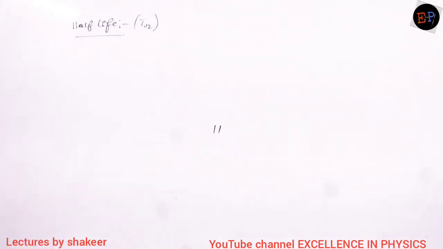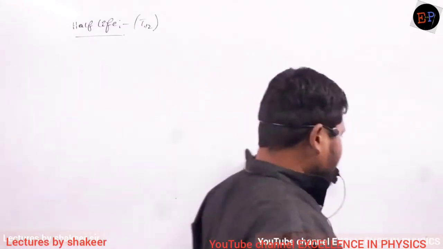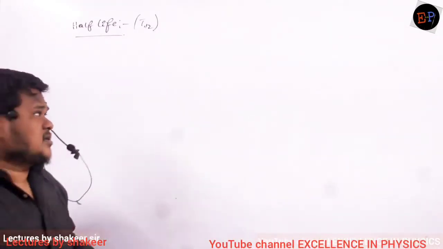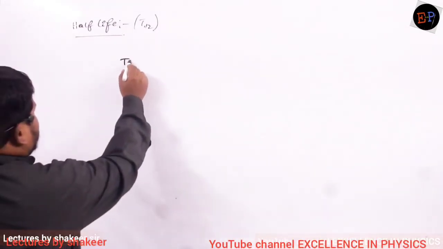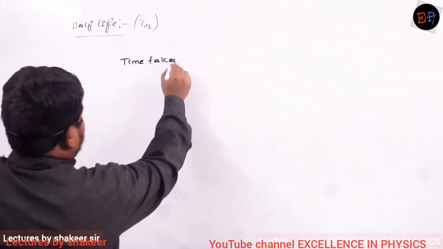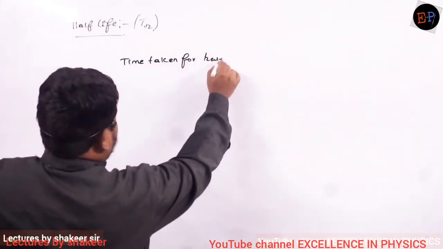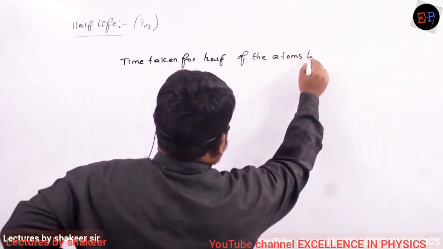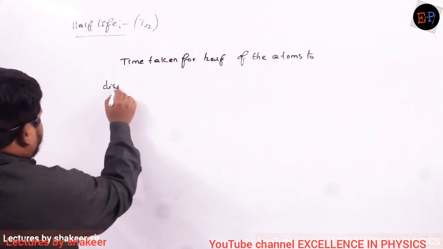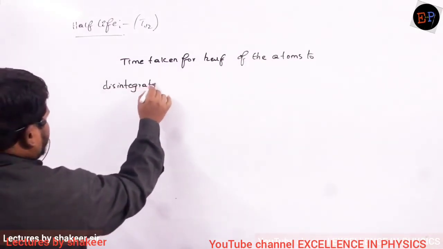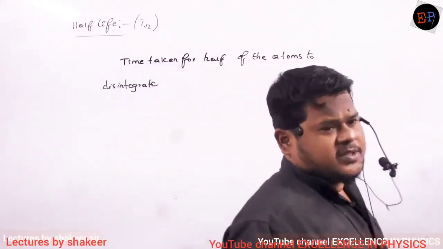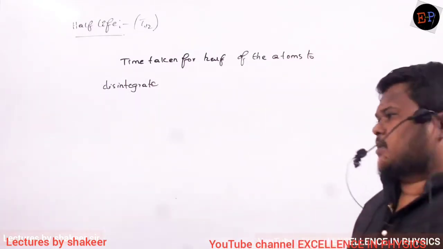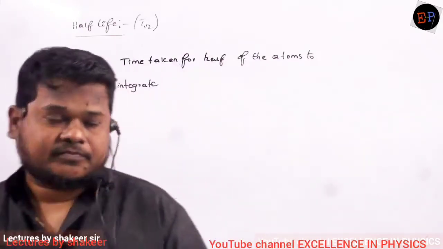Okay. So yesterday we have studied the decay constant, no? So the next concept which we are studying is half-life. So what is half-life? Write down. Time taken for half of the atoms to disintegrate. Okay? So this time is called half-life. Are you able to understand? Time taken for half of the atoms to disintegrate is called half-life.